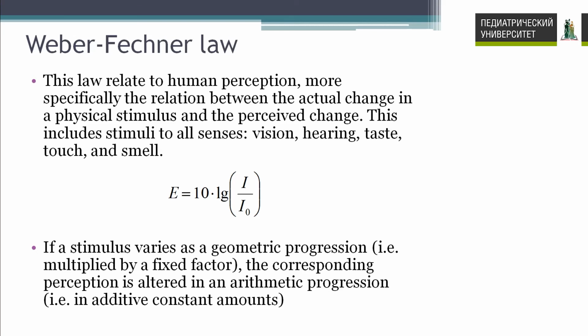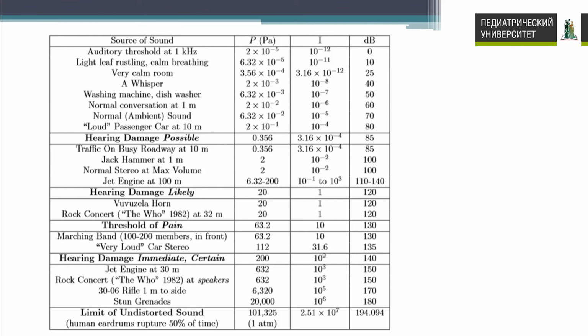What is this law about? This law refers to human perception and more specifically to the relationship between an actual change in a physical stimulus and a perceived change. This includes stimuli for our senses: sight, hearing, taste, touch, and smell. If the stimulus changes exponentially, or is multiplied by a fixed coefficient, the corresponding perception changes in an arithmetic progression, or by additive constant amounts. This is the explanation of the Weber-Fechner law. Another, you can see the table of characteristics of different sounds.